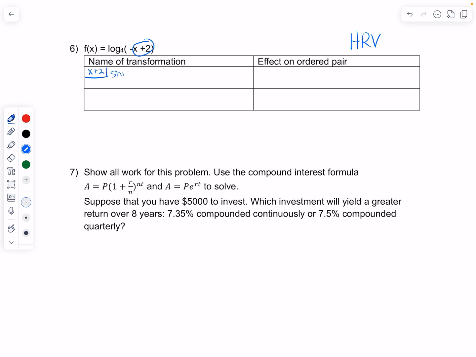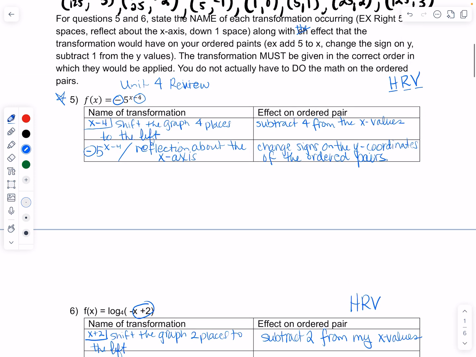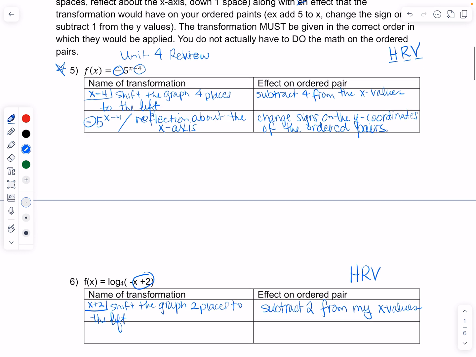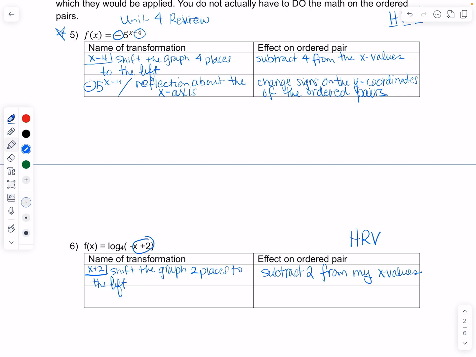So that's going to shift the graph 2 places to the left. So I'm going to subtract 2 from my x values of the ordered pairs. And I'm just going to go back and fix number 5. I'm sorry, I got that one wrong, so let's fix it right now. You're actually going to, because it's x -4, you're going to shift the graph 4 places to the right. Sorry about that.